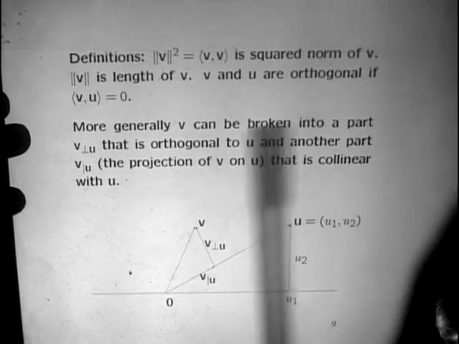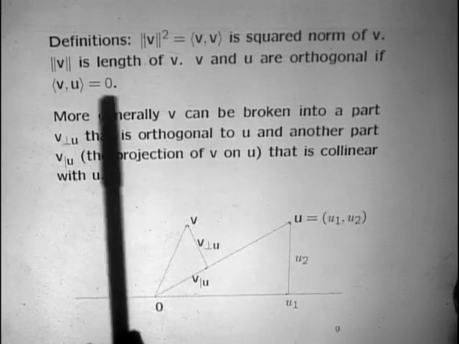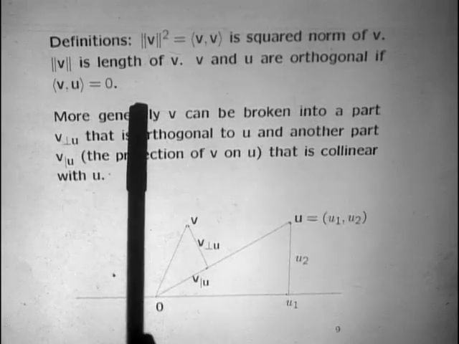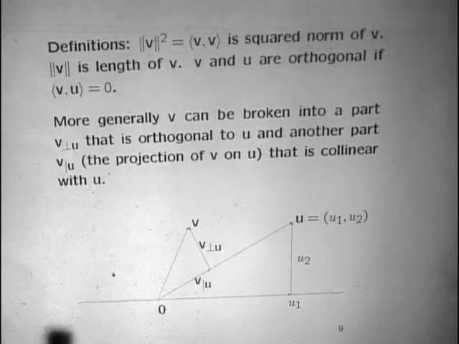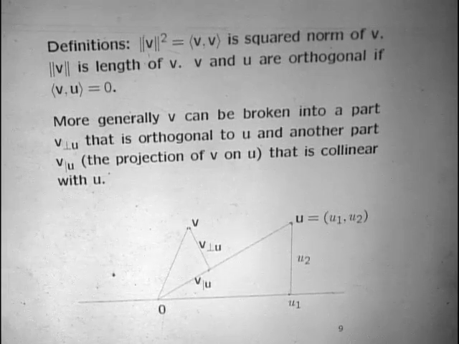V and U are orthogonal if the inner product of V and U is equal to 0. How did I get that? I defined it that way. Everybody defines it that way. Okay, that's what you mean by orthogonality. Now we have to go back and see if it makes any sense in terms of these nice simple diagrams.